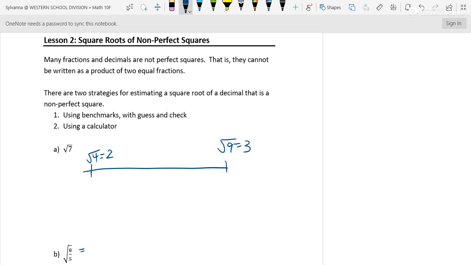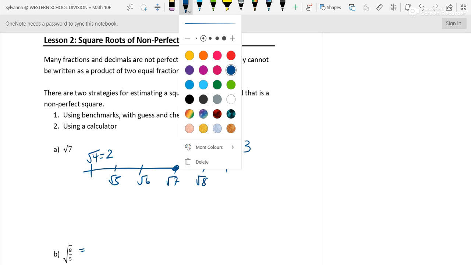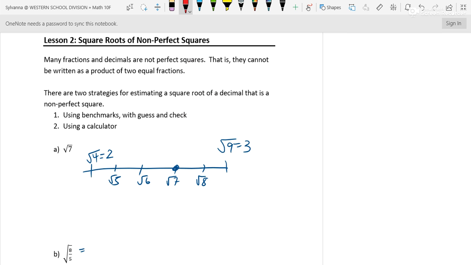So now what we can do is write some increments in between root 4 and root 9. So I know I have a root 5 in here, a root 6, a root 7, and a root 8. And the one I want is here, this root 7. So we know the first number, our whole number, is going to be 2, coming from the last unit when we were looking at number lines. So this will be the front number.